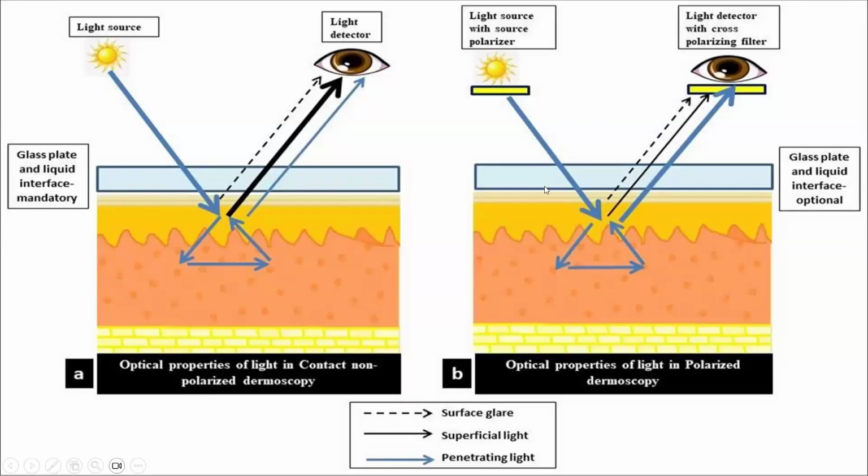And in the polarized version, the deeper structures are seen better. You can see here the black one, that is the superficial depth. You can see the epidermis very nicely in non-polarized settings, and in polarized it is the deeper, a little dermal lesions that can be seen better.